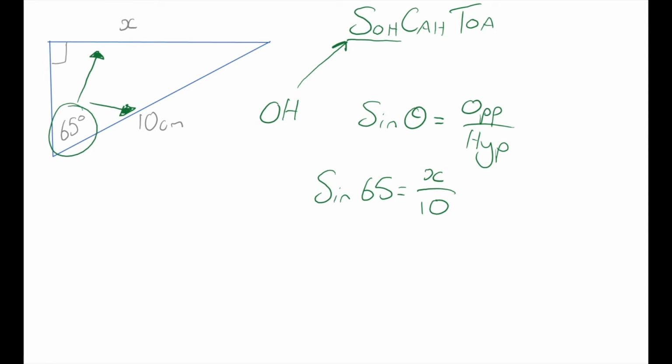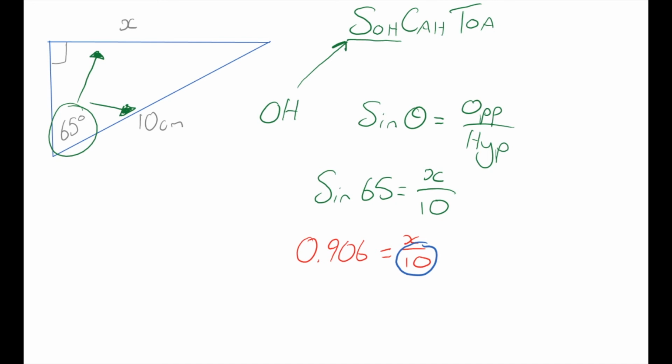Our next step is to enter sine 65 into the calculator and see what it equals. When you do that, you'll find out that sine 65 is equal to 0.906. So 0.906 equals x over 10. We need to work out what x is. To do that, we need to get x by itself. So we need to get rid of the 10.